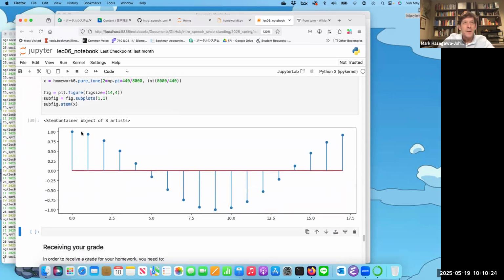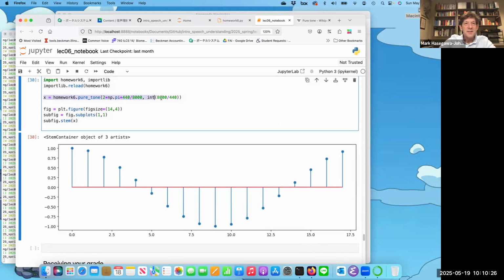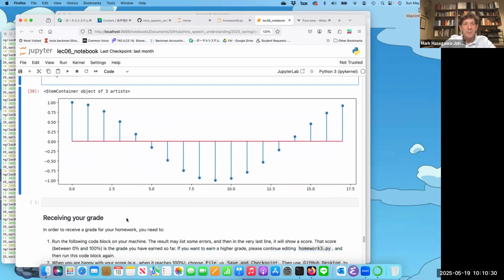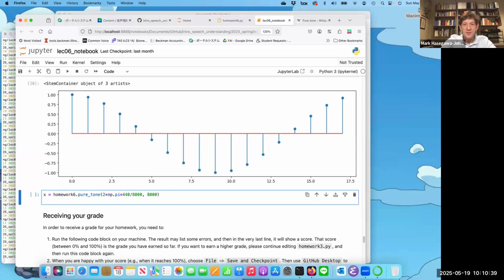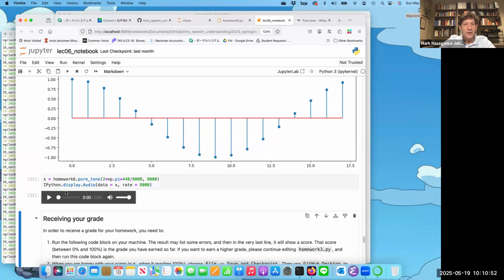Let me also create one that I can play back. Let's try x equals 8,000 samples of the signal, so I can play it back. X is the homework pure tone, and I'll create it 8,000 samples long. And then let's do IPython display audio, data equals X and rate equals 8,000 samples per second. And let's see if we can hear that at 440 hertz.